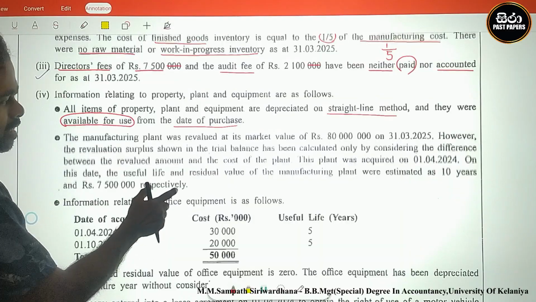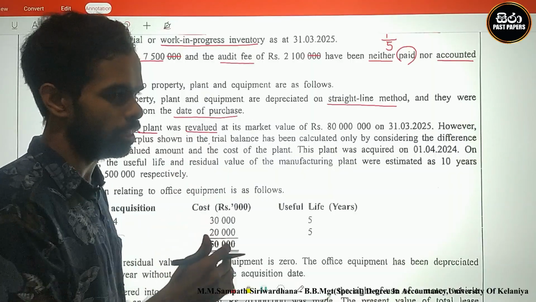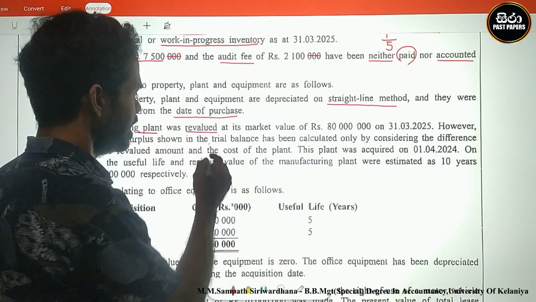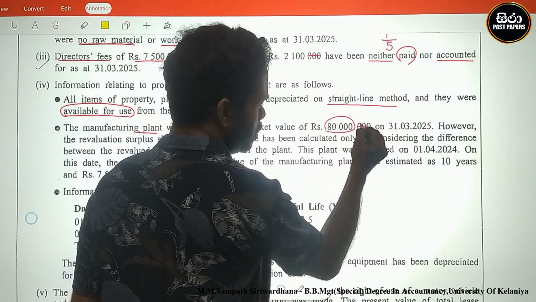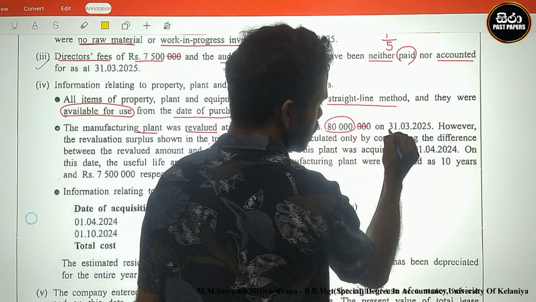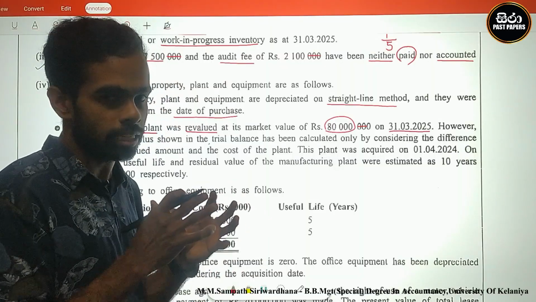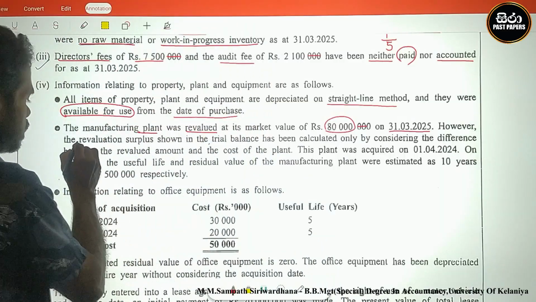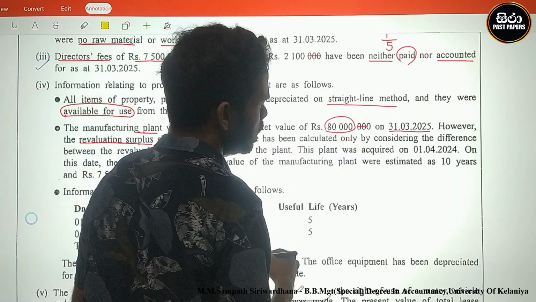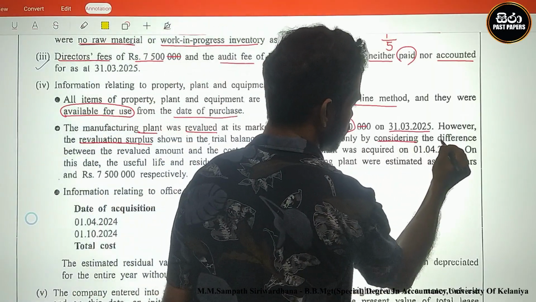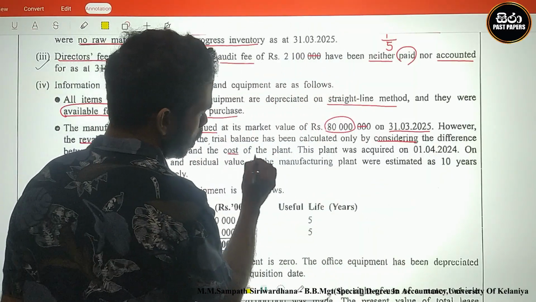Okay, let's see. This is the next one. The manufacturing plant was revalued. They already revalued. Okay, past tense. Revalued at its market value of 80 million on 31st March 2025, a closing date revaluation. Okay, they already done. However, the revaluation surplus shown in the trial balance has been calculated only by considering the difference between the revalued amount and cost of the plant.